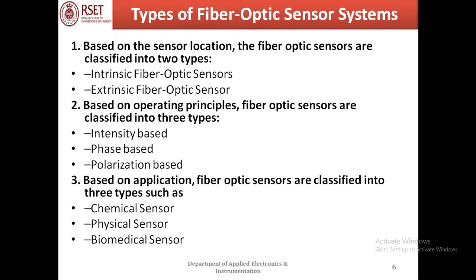Based on the application, fiber optic sensors are classified into three types: physical sensors, chemical sensors, and biomedical sensors. In physical sensors, physical properties like temperature, stress, etc. are measured. In chemical sensors, pH measurement, gas analysis, spectroscopic studies, etc. are measured. In biomedical sensors, we measure the blood flow, glucose content, etc.